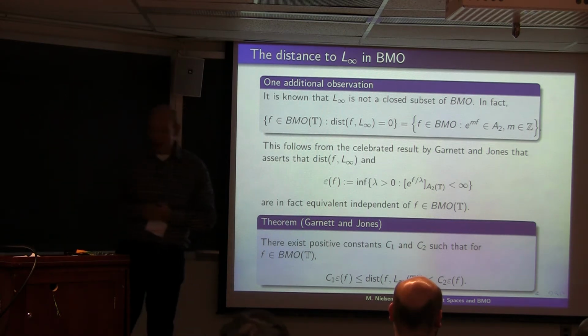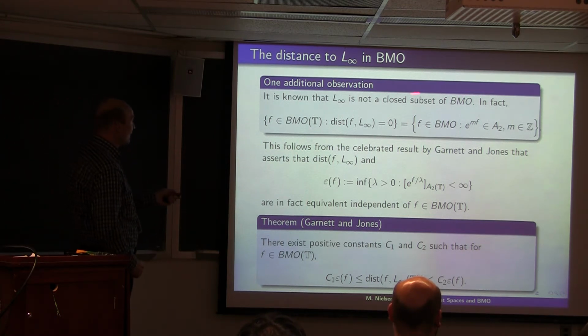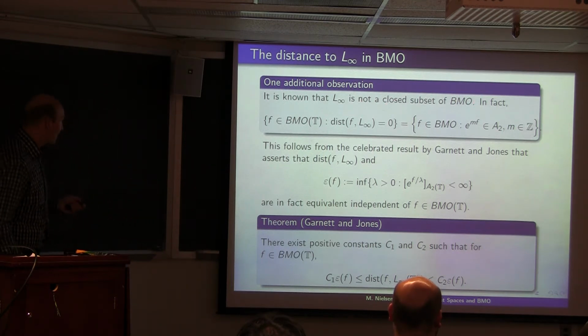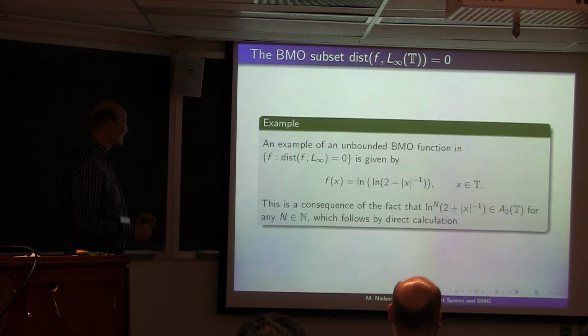So what is known is that L infinity is not a closed subset of BMO. In fact, you can show that the functions in BMO with distance 0 from L infinity are exactly the ones where you take e to the mf and it is in A2 for any value of the integer m. This is a consequence of the Garnett-Jones distance formula. I will not have time to discuss that in detail.